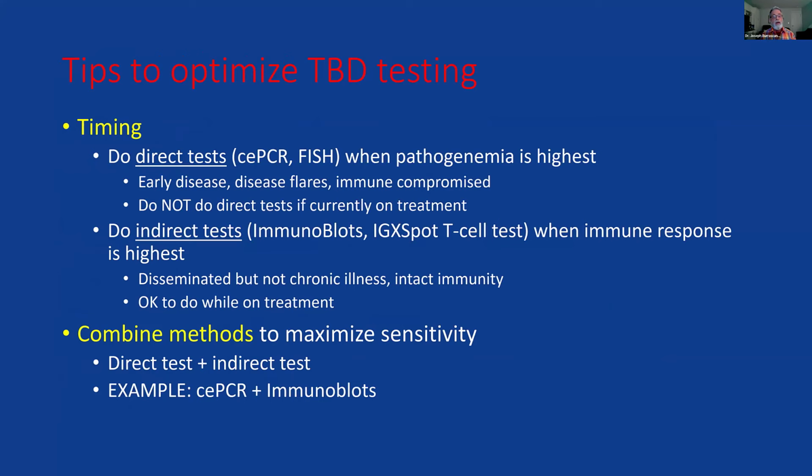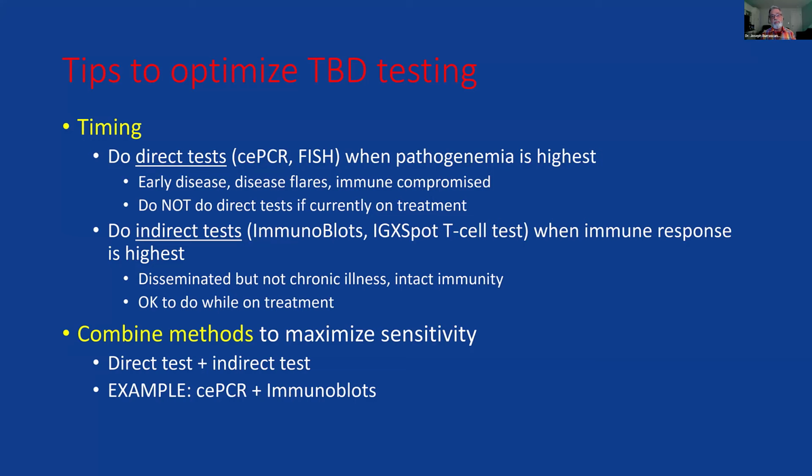Quickly, how to optimize testing. Direct tests, looking for the organism, you do the test when the pathogenemia is expected to be the highest. In other words, early disease before the immune response has occurred, and during disease flares in people who have a compromised immune system. If someone's on treatment, it's best not to do these types of tests.